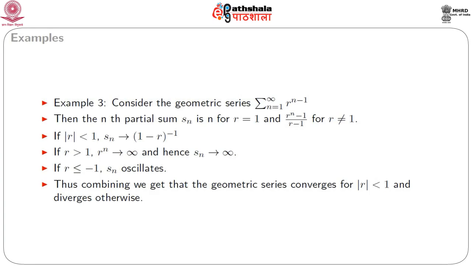Further, for r less than or equal to -1, Sn oscillates. Thus, combining all these, we get that the geometric series converges for modulus of r less than 1 and diverges otherwise, and when it converges, it converges to 1/(1 - r).